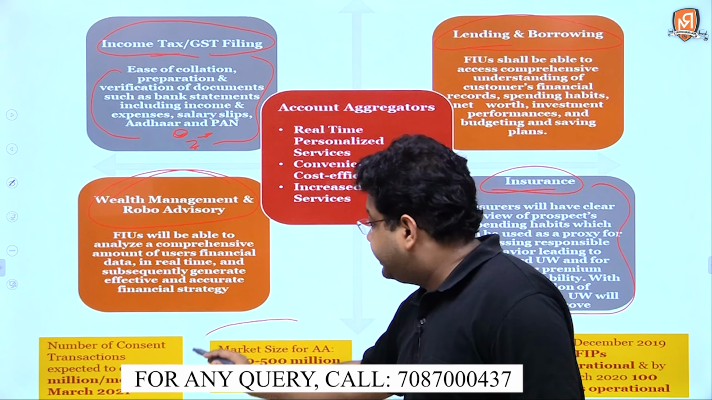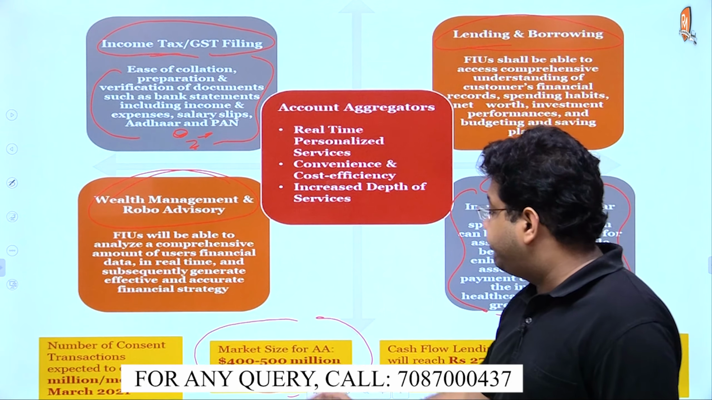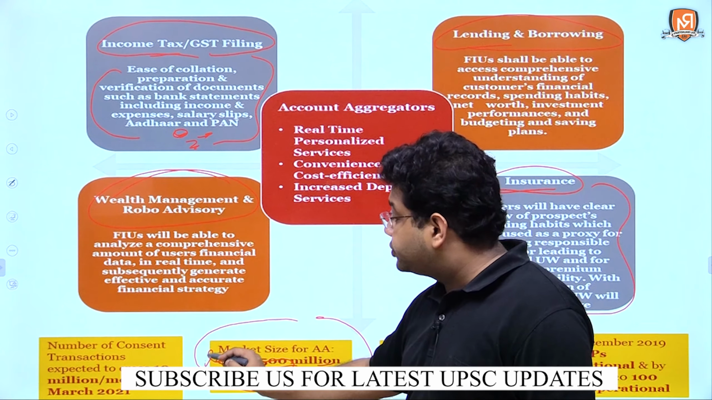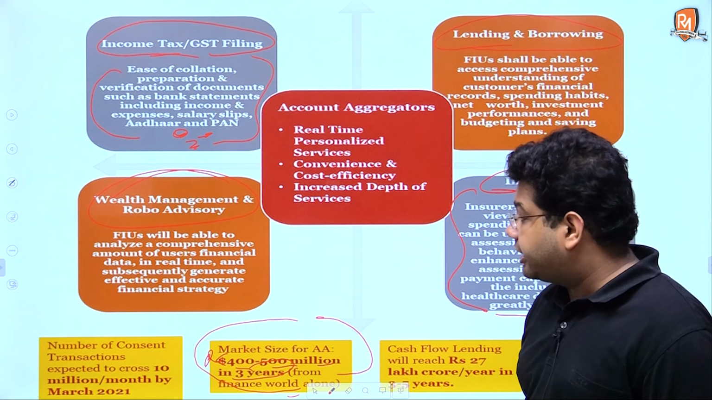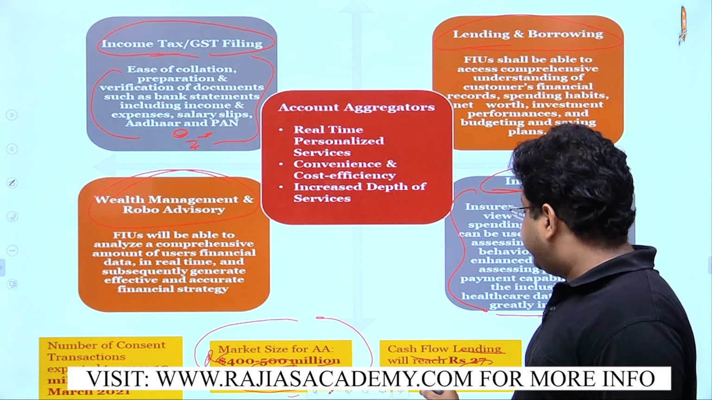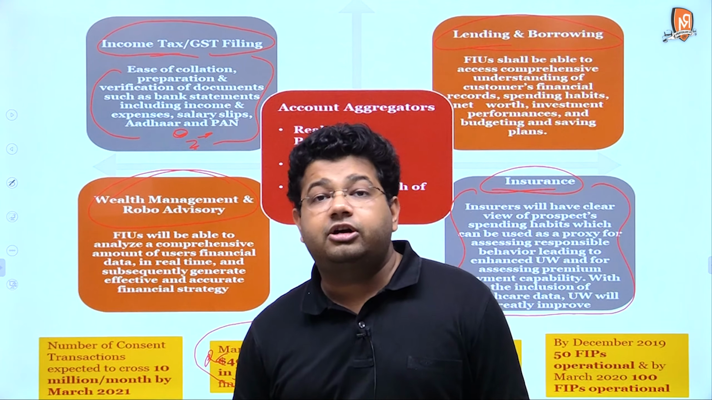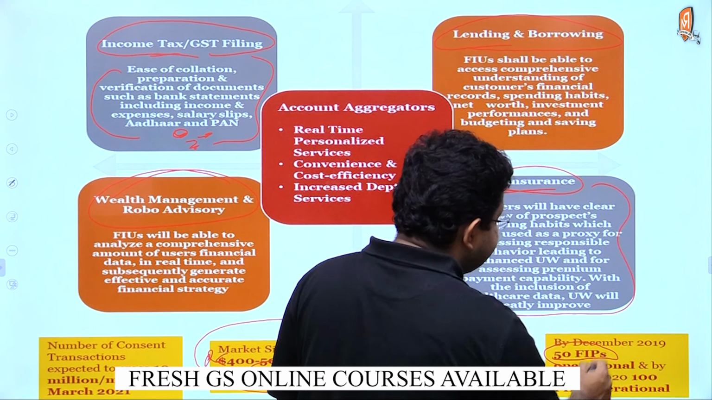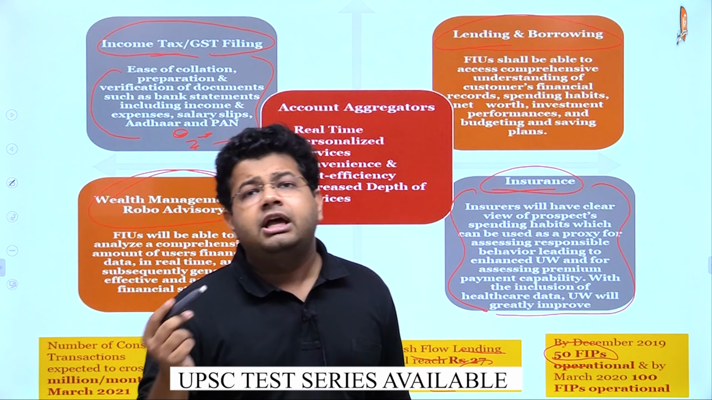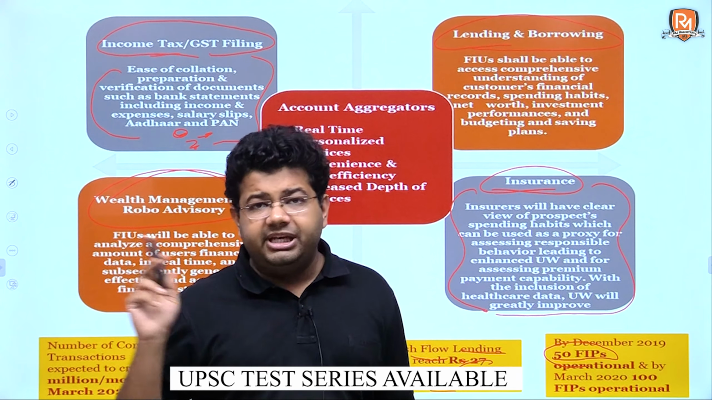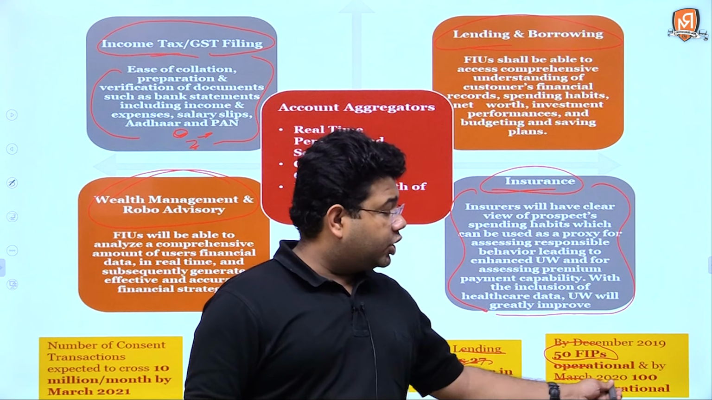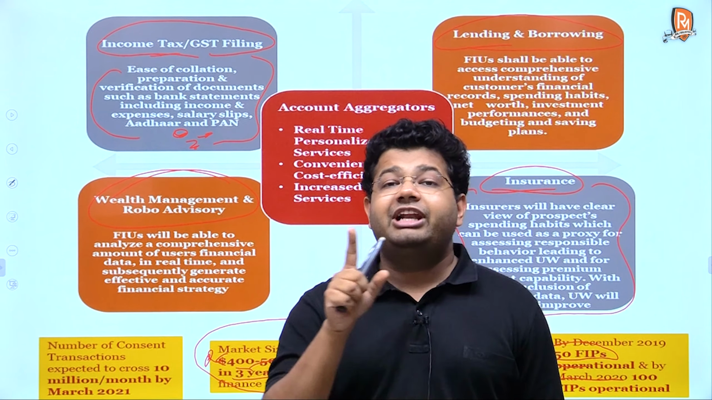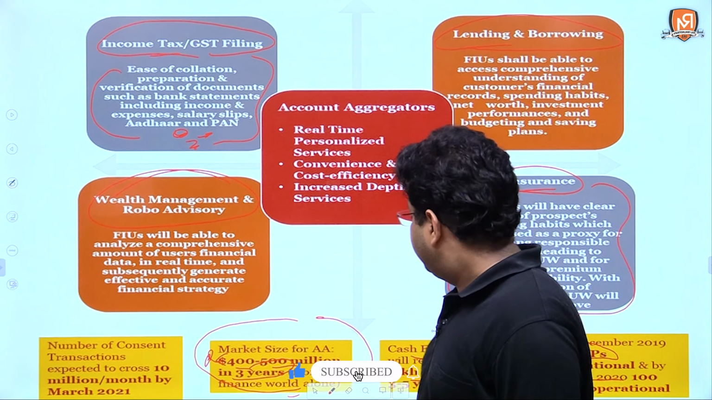So basically the market size for account aggregators is roughly between 400 to 500 million dollars in the next 3 years. So that is how big this industry can be. This would be adding a new industry to the fold of the market. Then as I told you, cash flow lending can be increased up to 27 lakh crore rupees over the next 3 to 5 years. And as of now, around 50 IFPs, that is financial information providers, have come on board, along with various NBFCs, and we can see a gradual increase in companies who are going to come on board. Every company is free to come on board, provided that if it wants to be a financial information user, then it also has to be a financial information provider.